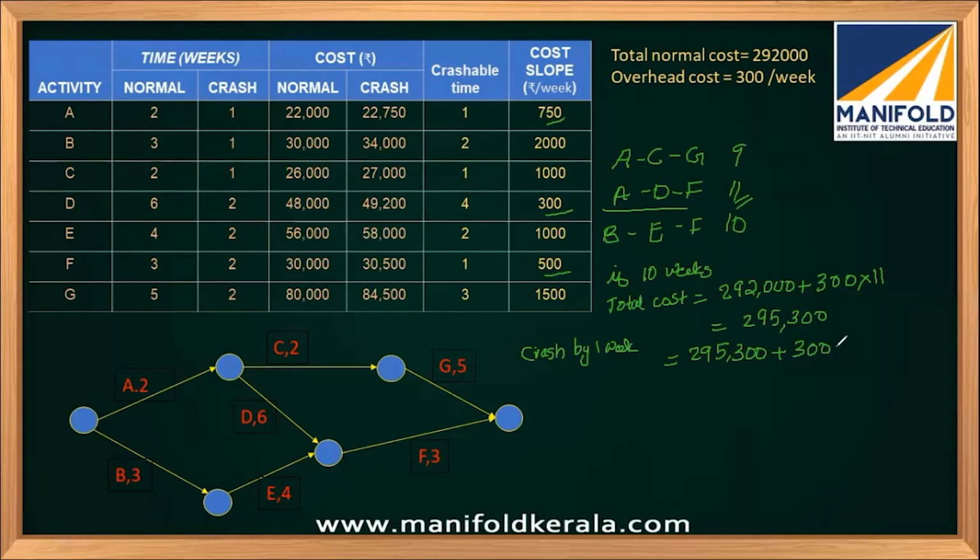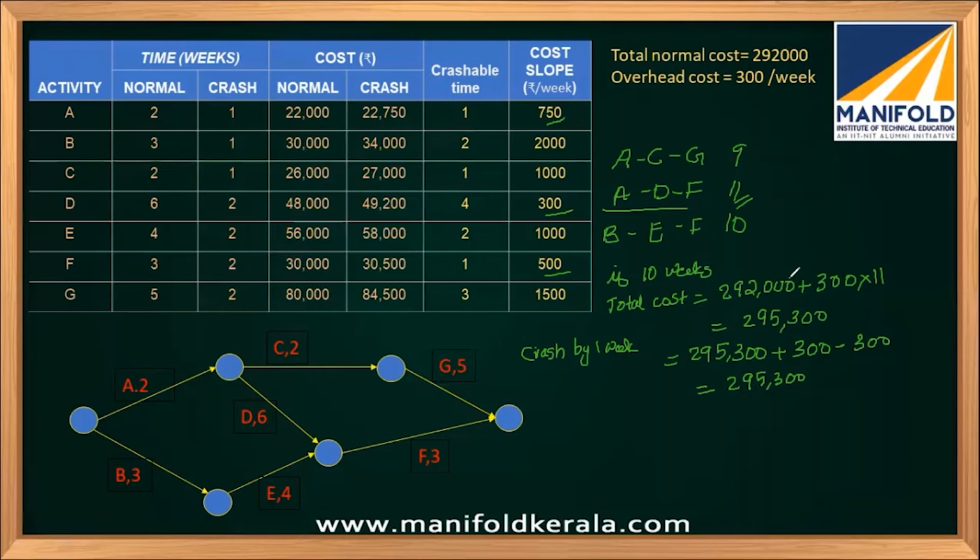But in that case, my total duration is not 11 weeks. It is only 10 weeks. So I have saved 1 week's overhead cost, so I can reduce that overhead cost by 300. It will be equal to 295,300 only, and it is the same. So I am not losing any money. Sometimes crashing will reduce your total cost, sometimes it can increase the total cost, and sometimes it can nullify the effect.